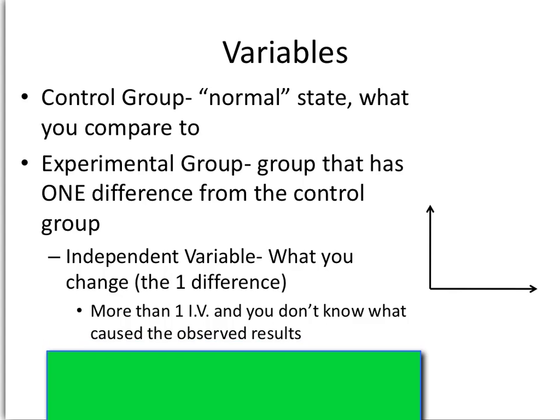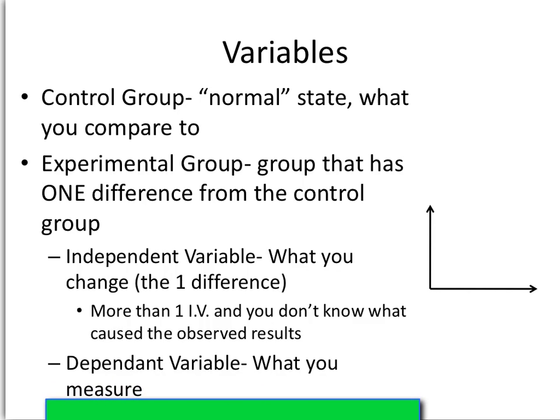And then the dependent variable is going to be what you measure. Okay, this is the thing that you measure. So in that previous example, we would measure how well plants are doing or something like that. And whenever we're graphing these, the independent variable, the thing that you change, is going to go on the x-axis. The independent variable is going to go down here. And the dependent variable, what you measure, is going to go on the y-axis.